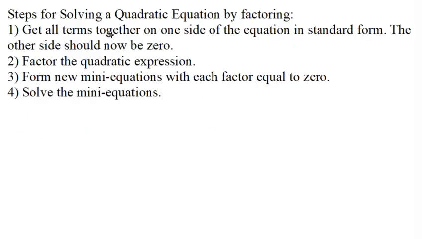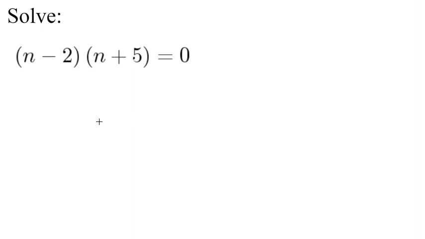Now we won't go through these steps for solving quadratic equations by factoring right now, but they're here for you to refer back to. So here we have a quadratic equation. We know it's an equation because it has an equal sign. And we know it's quadratic because if we were to multiply these two binomials, well, n times n is n squared. So this is a quadratic equation.